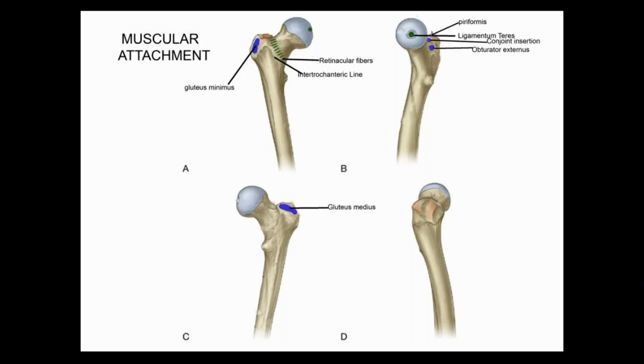The lesser trochanter. The lesser trochanter has an anterior surface and a posterior surface. The anterior surface has a tip and the base. The tip receives the psoas major muscle, and at the base it receives the insertion of iliacus. The posterior surface is smooth and is covered by a bursa.